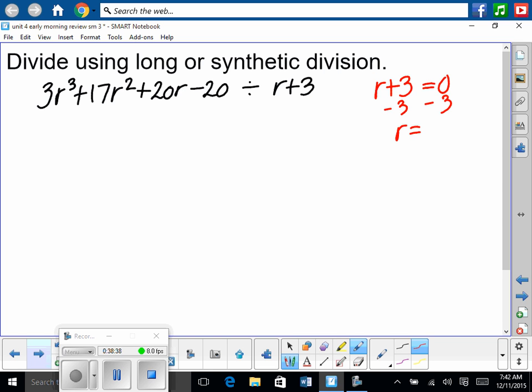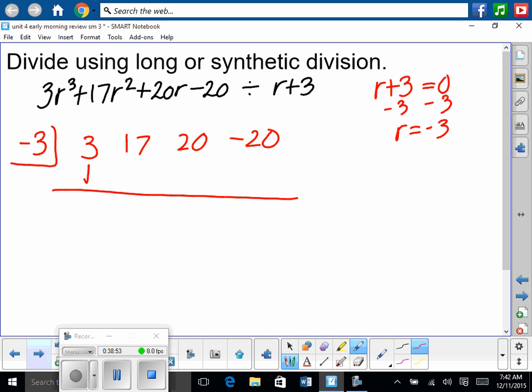So we have r is equal to negative 3, because with synthetic division, you use the root. So I set up my box, negative 3. I have a 3, a 17, a 20, and a negative 20. I'm not missing any factors in between, so I didn't need to put any zeros.